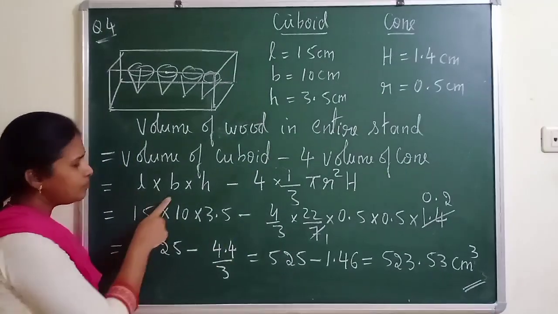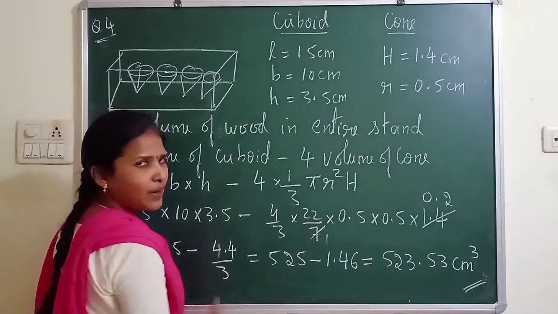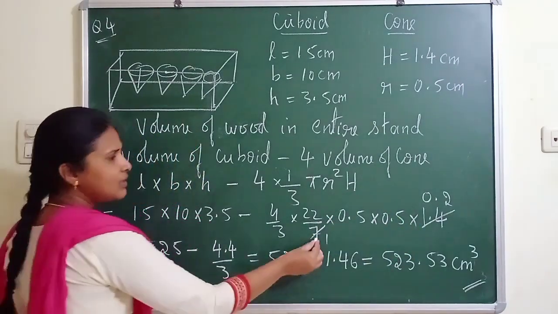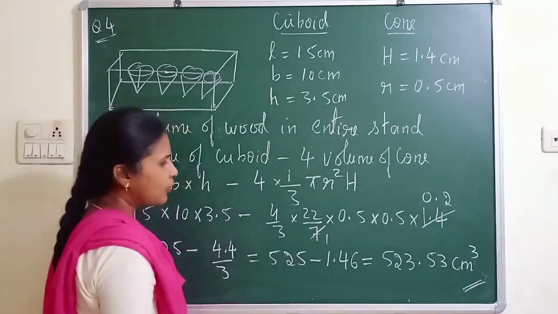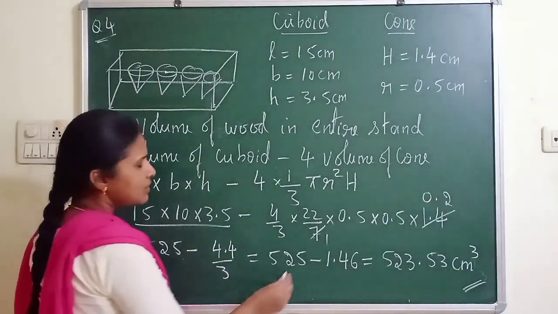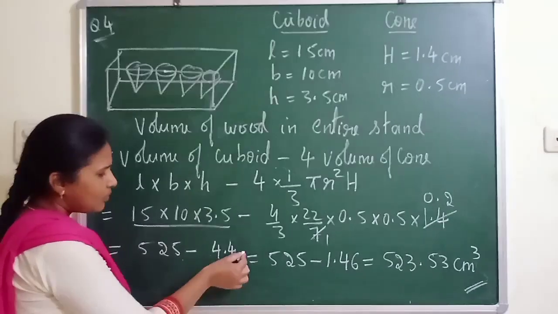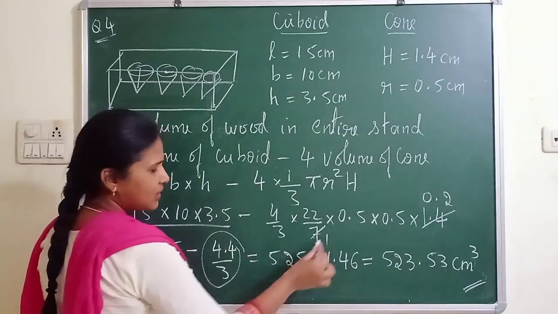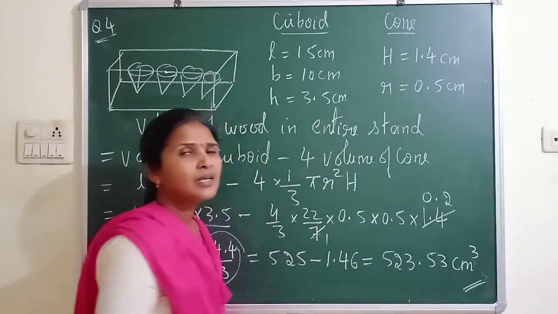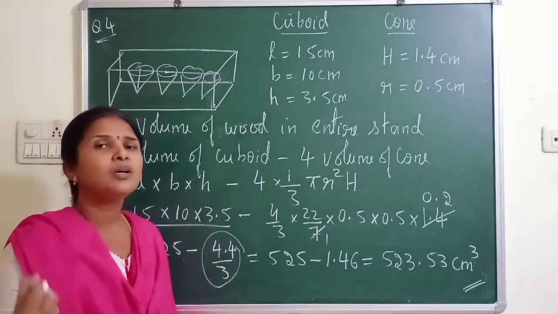What is L? 15. B is 10. H is 3.5. Minus 4 by 3. Pi is 22 by 7. r is 0.5 into 0.5 and h is 1.4. Cancel, 7 ones are 7, 0.2, 1.4. Now multiply all this, we get 525. Minus, multiply all the numerators, we get 4.4 divided by 3. Now cancel this, we get 1.46. Subtract from 525, we get 523.53 centimeter cube, the volume of the entire stand when you remove the conical depressions.